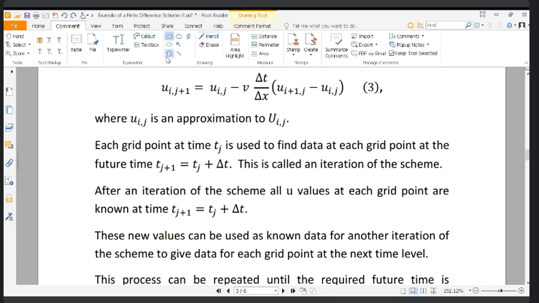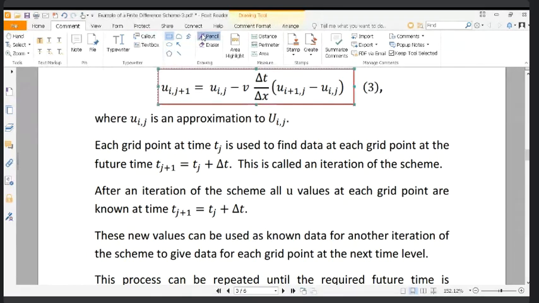The equation 3 is u_i,j+1 equals u_i,j minus v delta t over delta x times (u_i+1,j minus u_i,j). For example, if we should compute u_i,2, what about this equation? u_i,2 is the value in the second row.